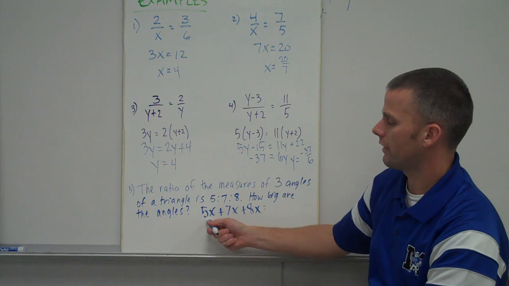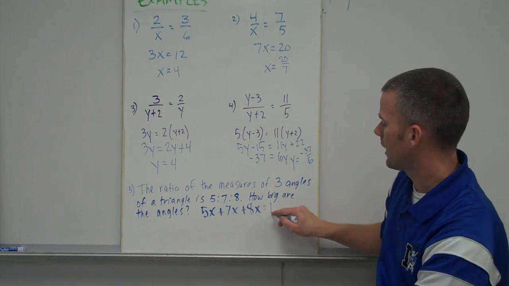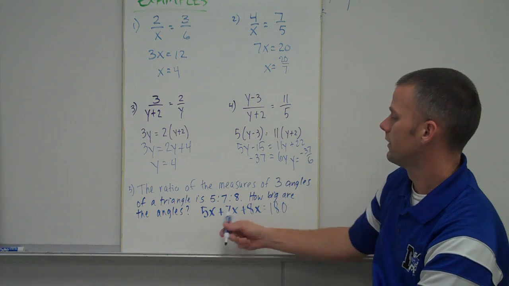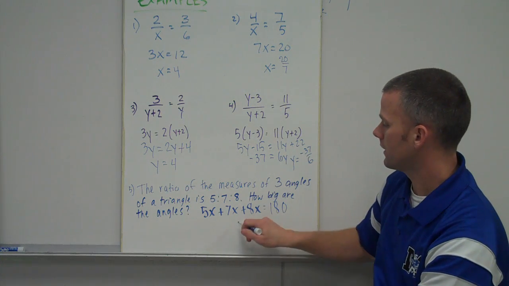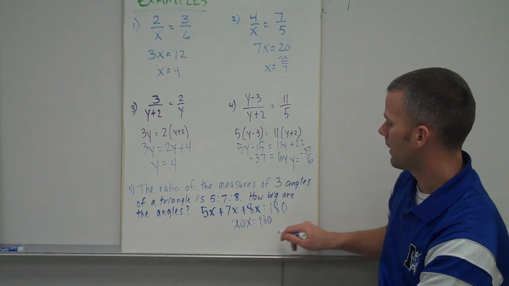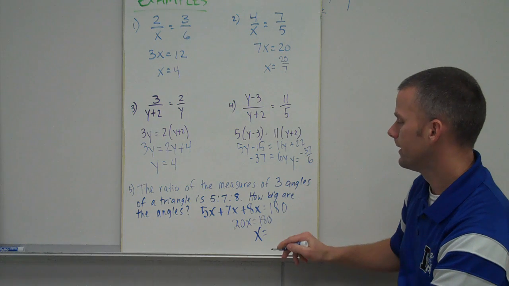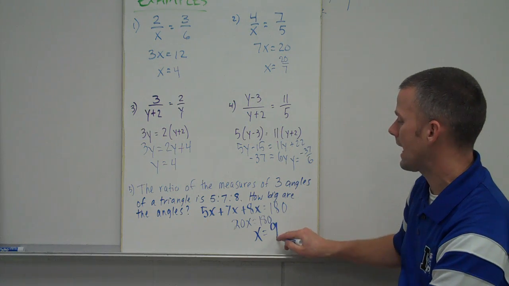So I know that if I add 5x plus 7x plus 8x, my 3 angles, if I add those together, that should equal 180. So 5 and 7 is 12, plus 8, that's 20. So 20x equals 180. Divide. I know that x equals, let me see, that's going to be 9.